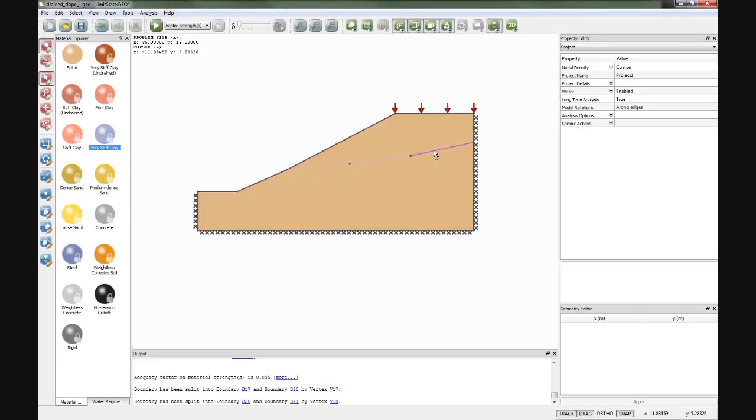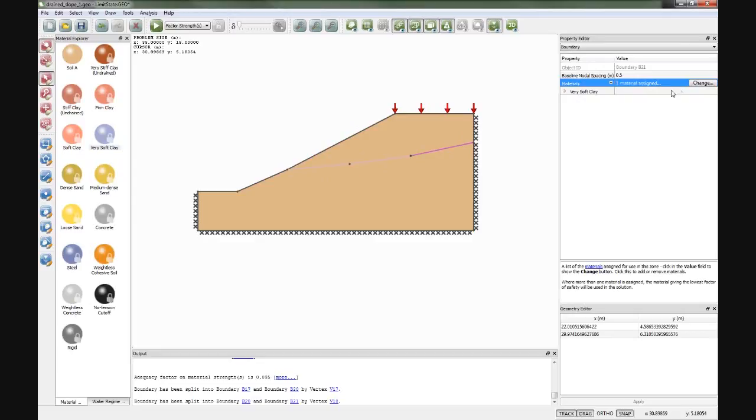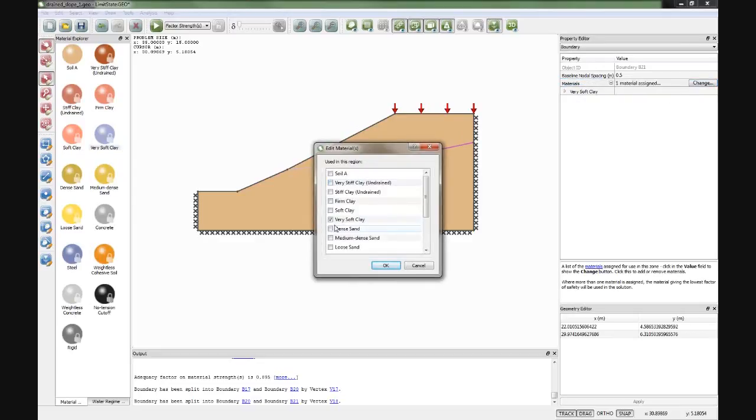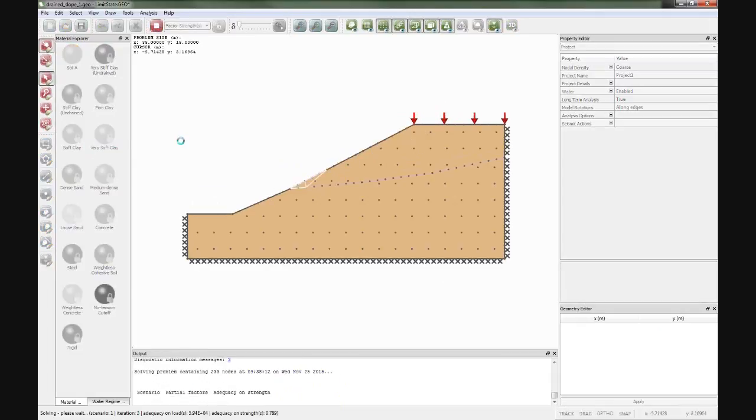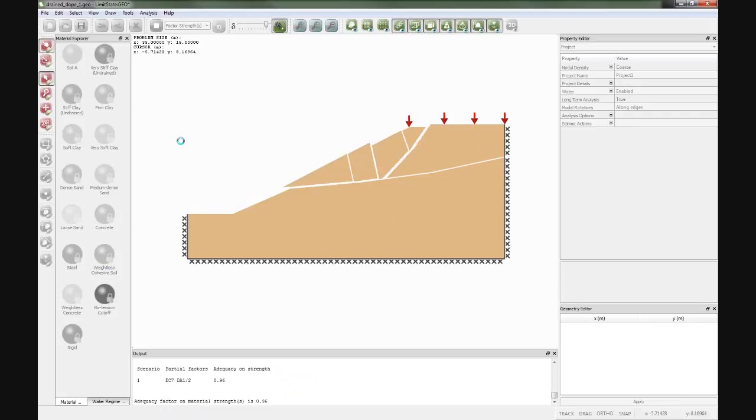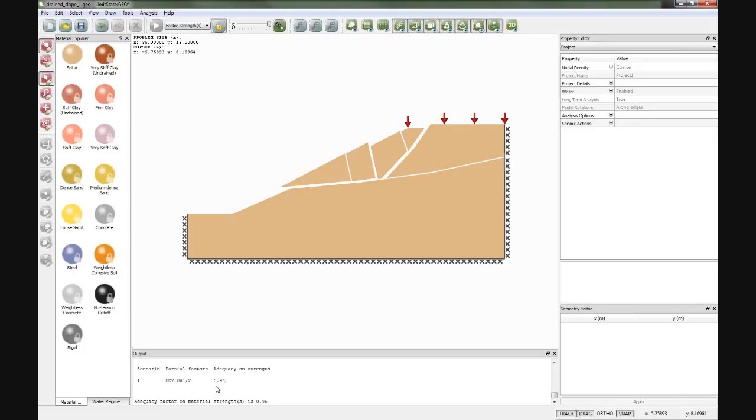There's various ways of setting material properties. If I click on there, I can click up here and click change and select the material I want. I'm going to stick with very soft clay. So now I've got a very thin, weaker surface, and then if I solve again, what I would expect to happen is that the software is going to say, okay, the critical mechanism is going to slide along that boundary, and we're down at 0.96, so still below 1 and still below that 1.3 that we had before.